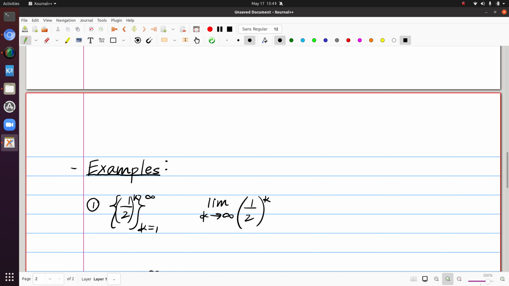So here we have 1/2 to the k. 1/2 is smaller than 1 and positive, and as I raise the power higher and higher, it will get smaller and approach 0. So this limit exists. It's a finite number. This means from our definition that the sequence converges. And we can even go further to say that it converges to 0.